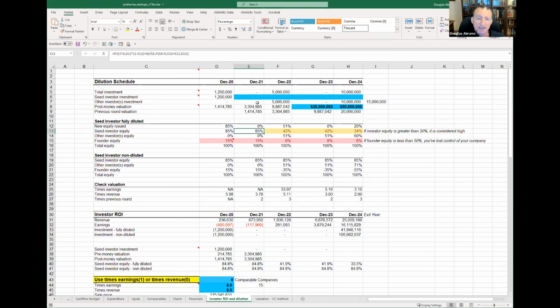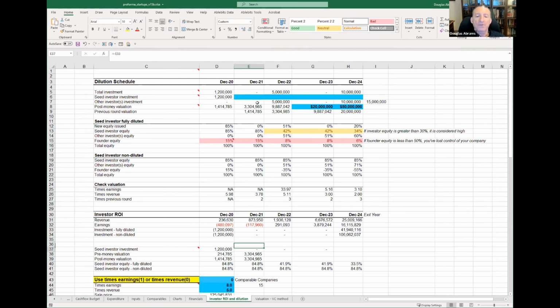Now, you notice here, we're getting a flag because the amount of equity held by the seed investor is very high. So it's going down over time, but it's high. And here we have another flag because founder's equity is way too low. So that's a feature of this model. When the model is giving you output that you should be paying attention to, it will be flagged.